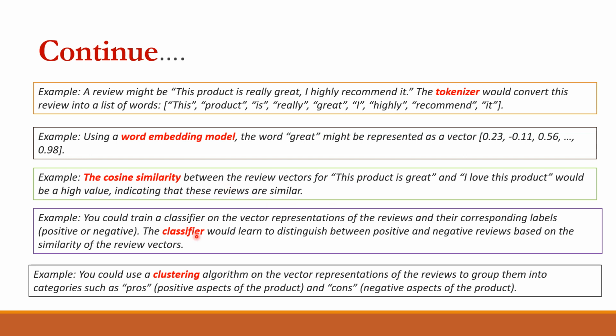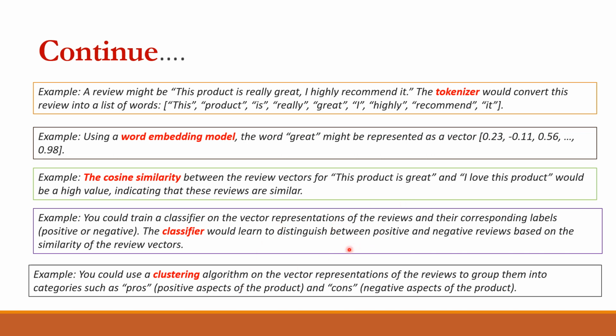Then comes classification. You can use the vector representation of reviews to classify them into different categories. For example, you might want to classify reviews as positive or negative. Suppose you train a classifier on the vector representation of reviews and their corresponding labels as positive or negative. The classifier would learn to distinguish between positive and negative reviews based on the similarity of their review vectors. And finally, it's clustering.